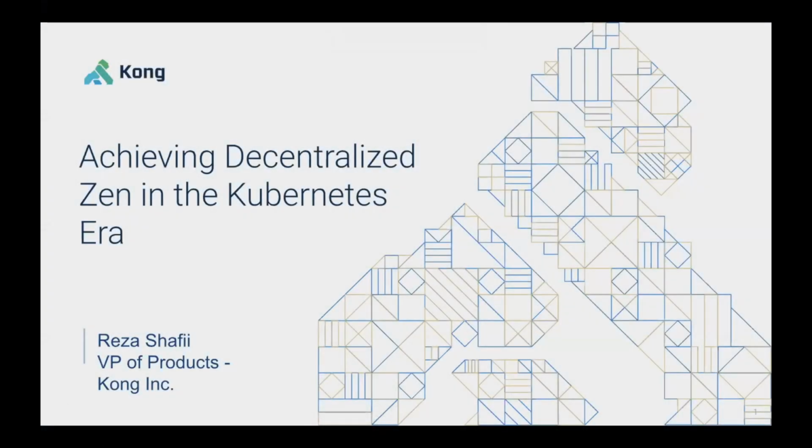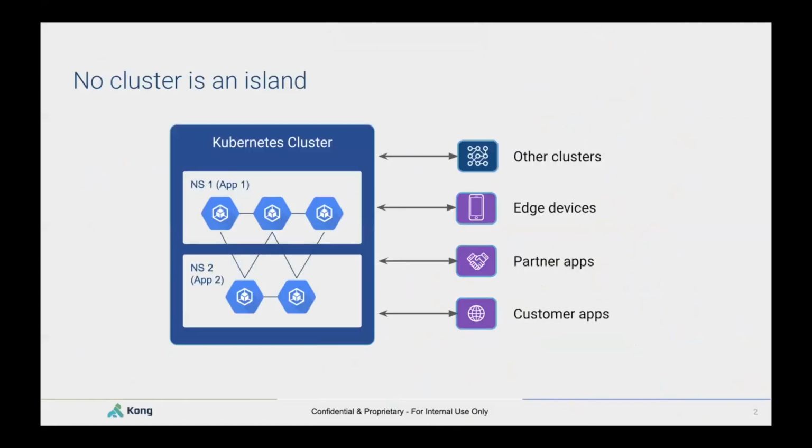So the title for this presentation sounded a little boring. So I thought maybe something like achieving decentralized Zen in the Kubernetes era, or something like, Zen and the art of API management might be better. Let me expand on this.